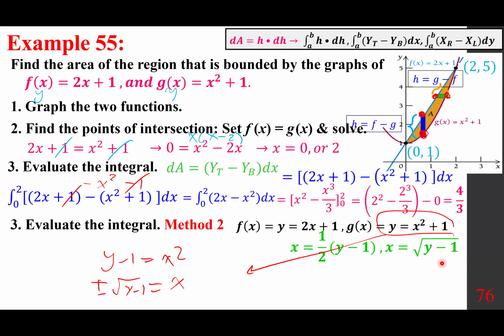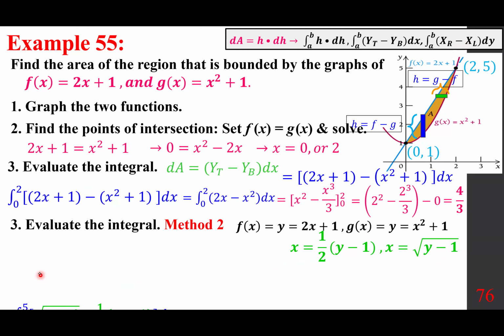And so now we are going to write x sub r minus x sub l times dy and evaluate it from a to b. So the evaluation takes place from 1 to 5, the integral from 1 to 5. Okay, the right side is this one, the square root of y minus 1. And the left side is the line, half of y minus 1, dy. Let me erase my work. We get this.